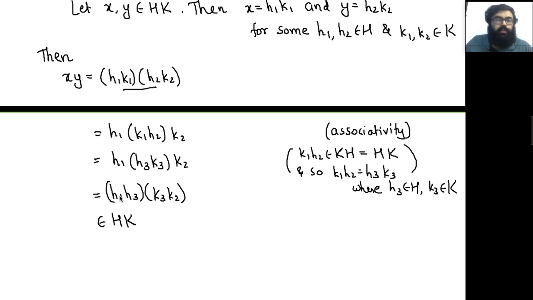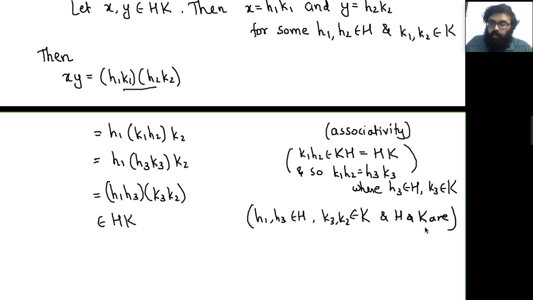Why does it belong to HK? Of course, h1 is in H, h3 is in H, H is a subgroup, so it is closed. And k3 and k2 are in K. H and K are subgroups; this is given, they are not just sets. They are subgroups, so they are closed. So their product h1 h3 is in H, their product k3 k2 is in K, and therefore this is an element of H, this is an element of K, so it belongs to HK. So we are done. This is closed.